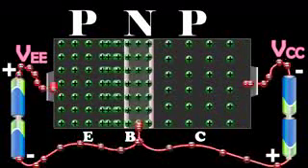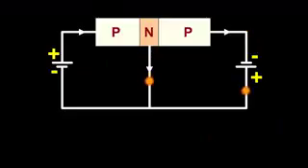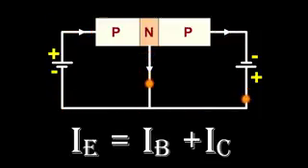Applying Kirchhoff's current law to the circuit, the emitter current is the sum of collector current and base current. That is, IE is equal to IB plus IC. This equation is the fundamental relation between the currents in a transistor circuit. This equation is true regardless of transistor type or transistor configuration.